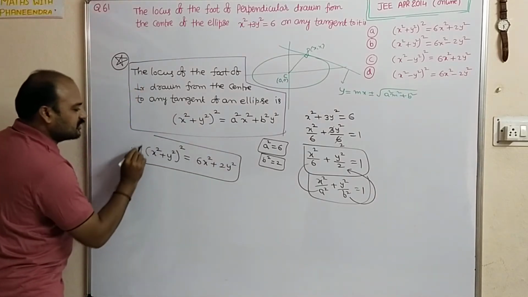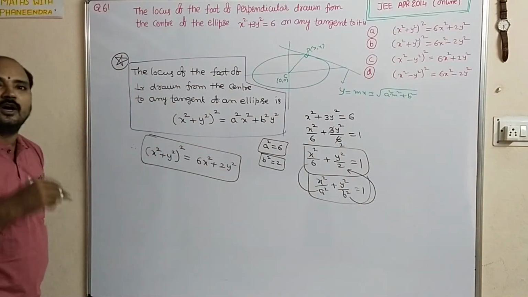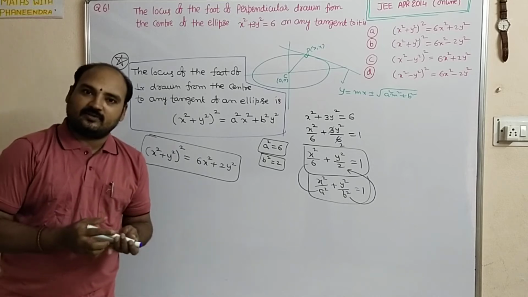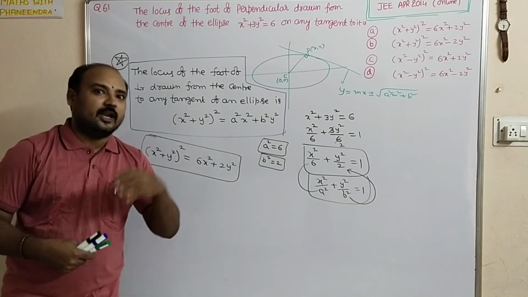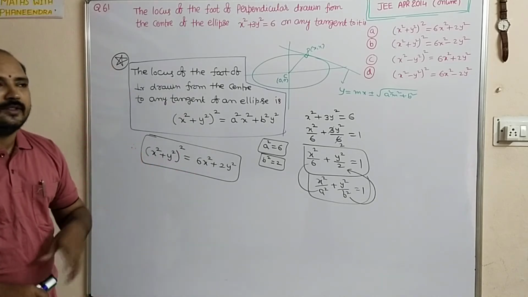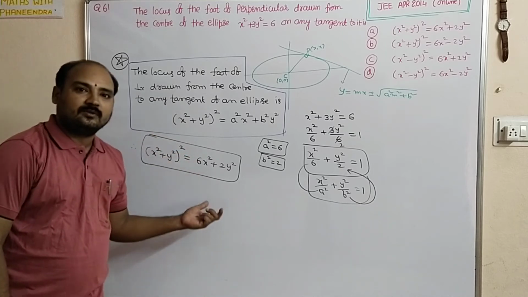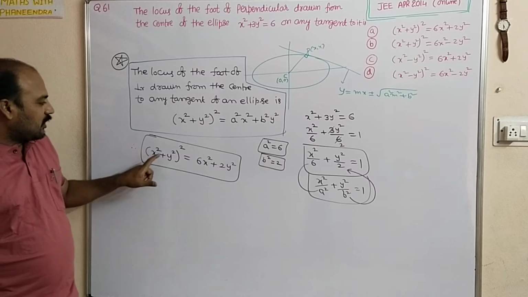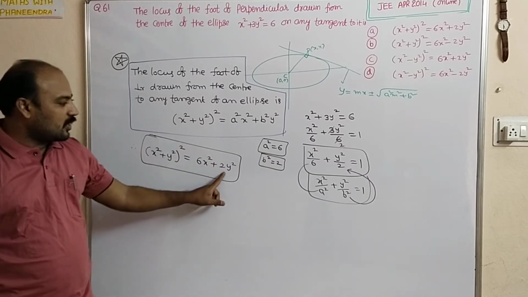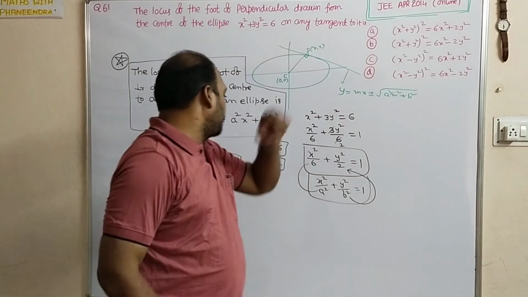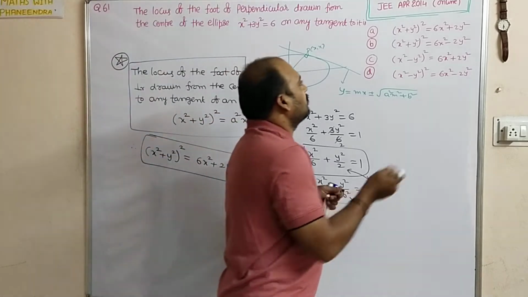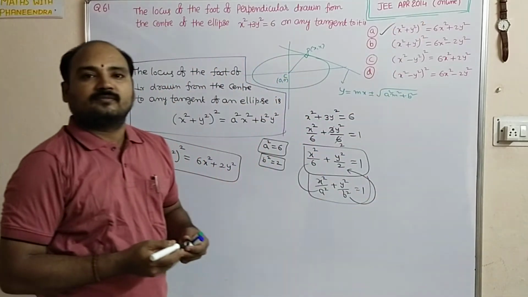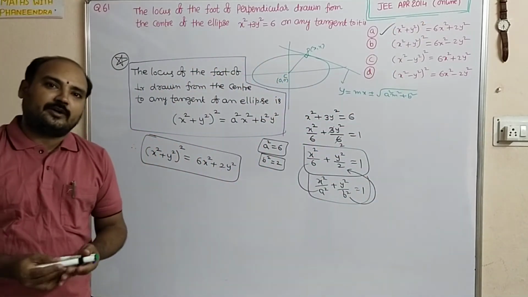So the general method will take time. I already explained in the IPE classes. Once you go to my playlist in ellipse, the playlist will be there. In that I have given the proof of this equation, this locus. So x square plus y square whole square equal to 6x square plus 2y square, which is there in the first option in the question. So we will move to the next question now.